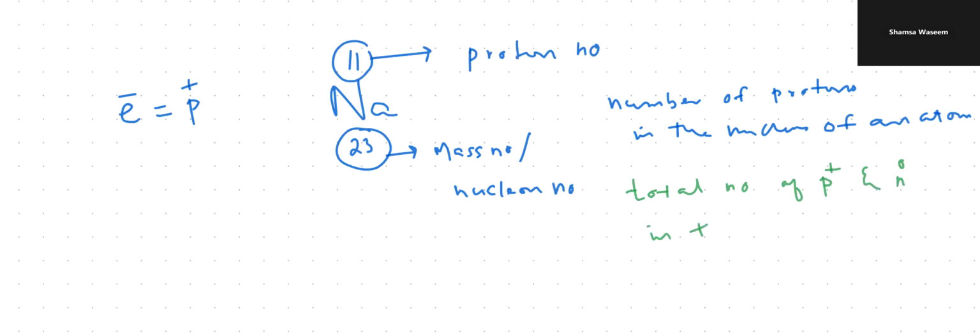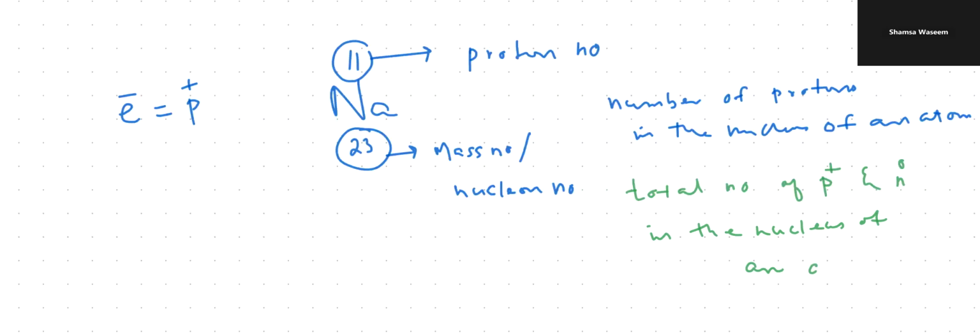Now, through the given symbol, you can deduce the number of electrons, protons, and neutrons. So the total number of protons and neutrons in the nucleus of an atom is the definition of mass number or nucleon number. We'll also discuss that the mass number is also known as relative atomic mass when we do stoichiometry, so I'll discuss that later. I hope this is clear till here.